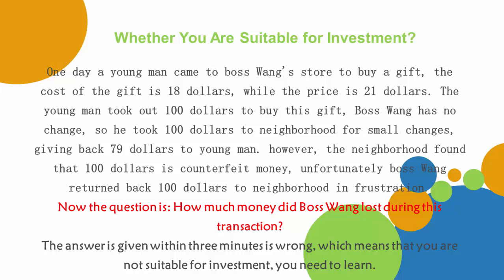We have two opinions, right? If you only think about the profit, then it's a different answer. Then if you think about the cost, you will get another answer, right? So if the answer is given within 3 minutes, but the answer is wrong, which means that you are not suitable for investment. So can you give me the answer, please? Who can give me the answer within 3 minutes?